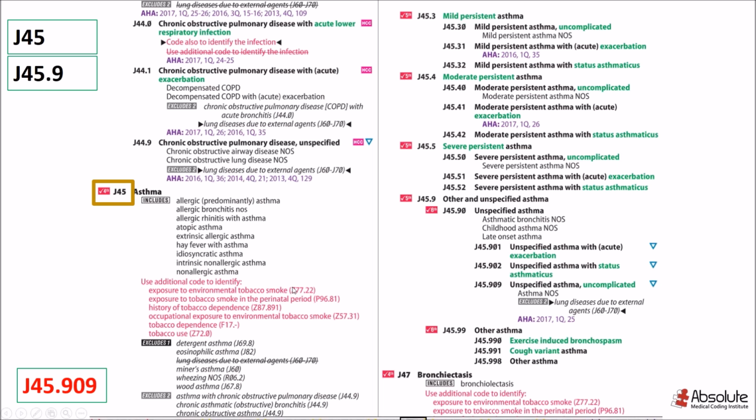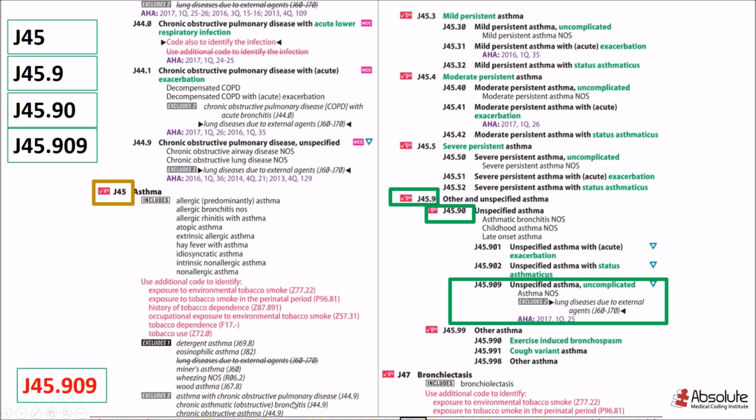So, asthma. The next code in the path is J45.9. J45.9 is other and unspecified asthma. The next, J45.90, unspecified asthma. J45.909 is your code. And if you can just take a moment to just kind of see what happened.